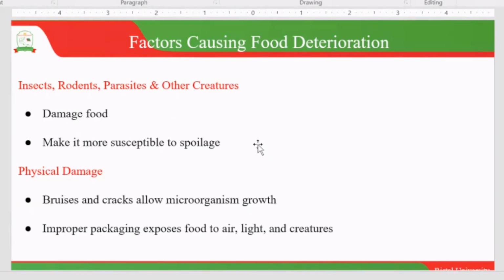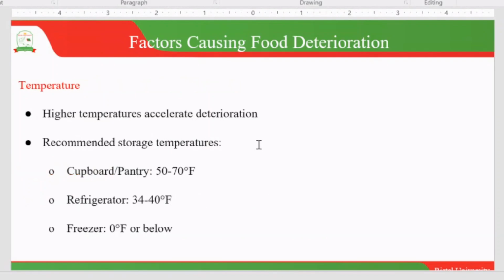Also, physical damage such as bruises and cracks allows microbial growth, and improper packaging exposes food to air, light, and other creatures. Those are some of the other key factors for food deterioration. The other thing we would look at here would be the temperature. We've looked at air, light, and microorganisms, and now we look at temperature.